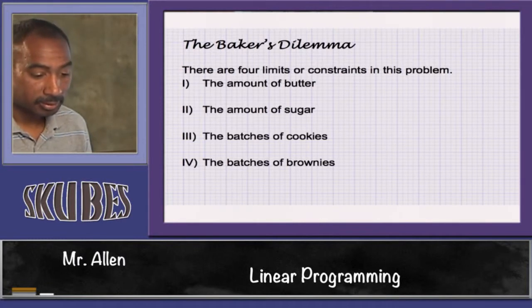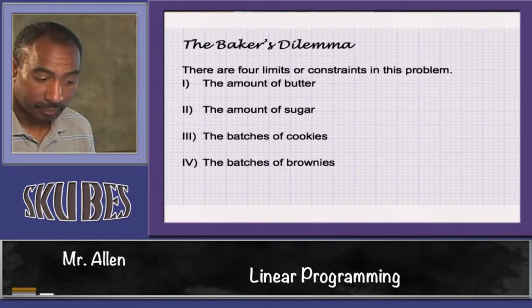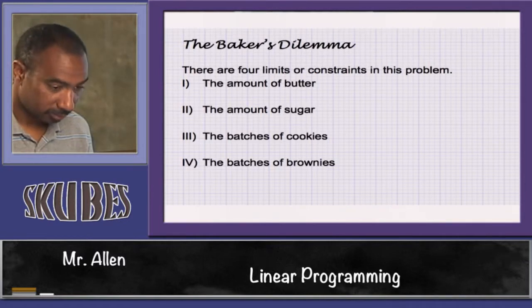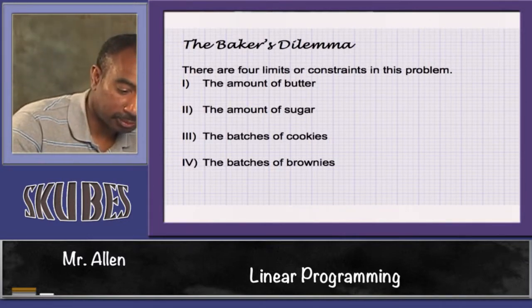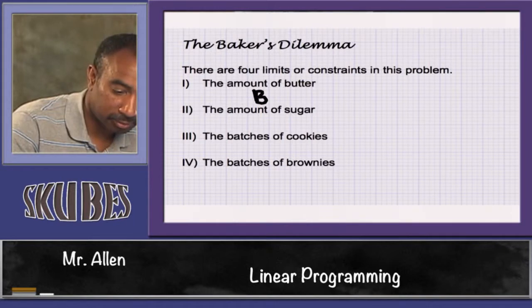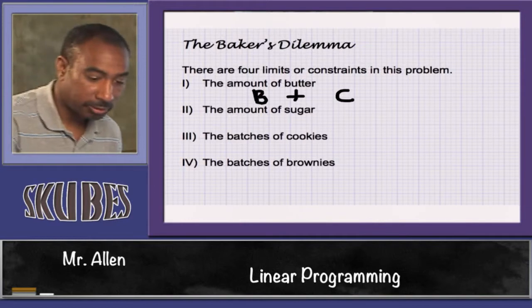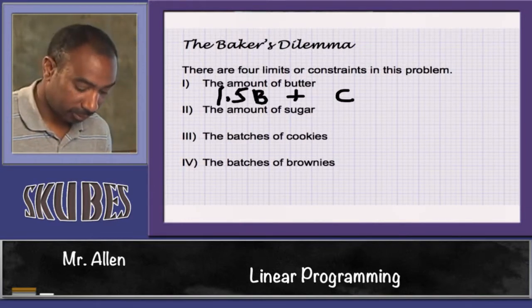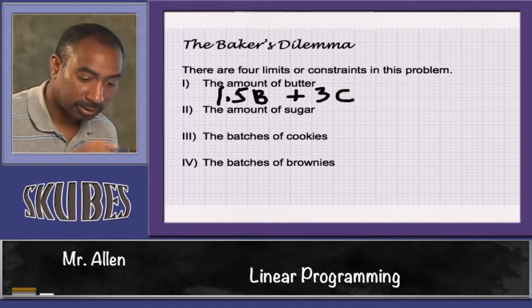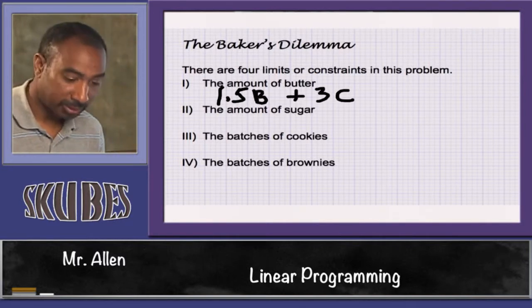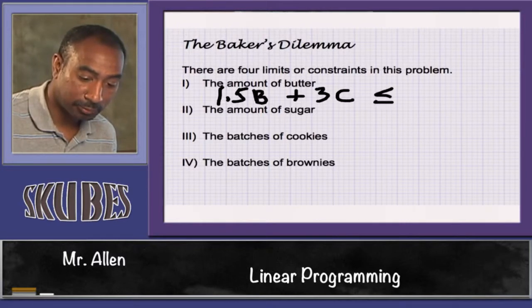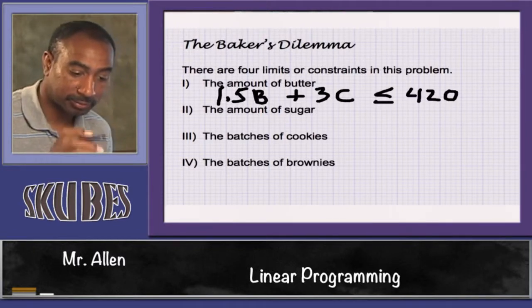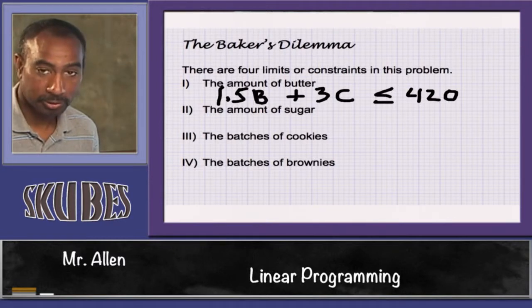There are 4 limits or constraints in this problem. One is the amount of butter. And remember, we're dealing with brownies and we're dealing with the cookies. So we're going to use 1.5 cups of butter per batch of brownies, and we're going to use 3 cups per batch of the cookies. But it has to be less than or equal to 420 because that's the total amount of butter that you have.